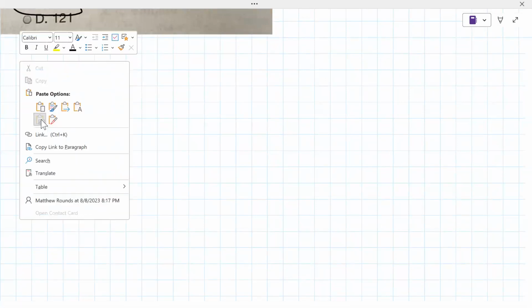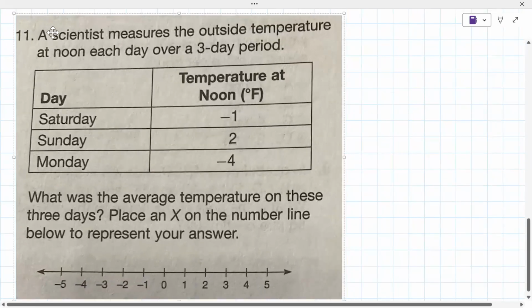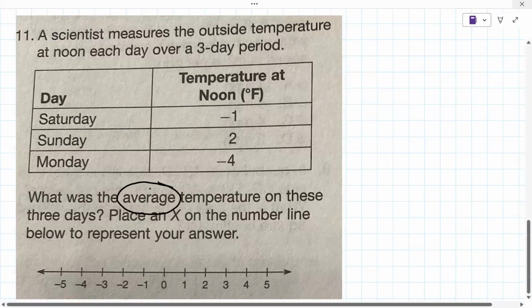Okay, so here is a new question. Whenever you are ready, go ahead and read the question starting here at the top. A scientist measures the outside temperature at noon each day over a 3-day period. What was the average temperature on these 3 days? Place an X on a number line below to represent your answer. All right, so the key word there is average.